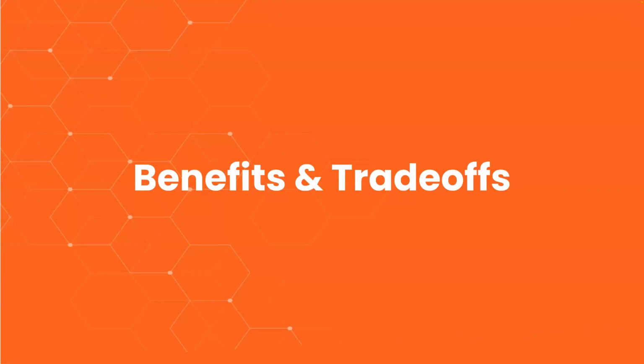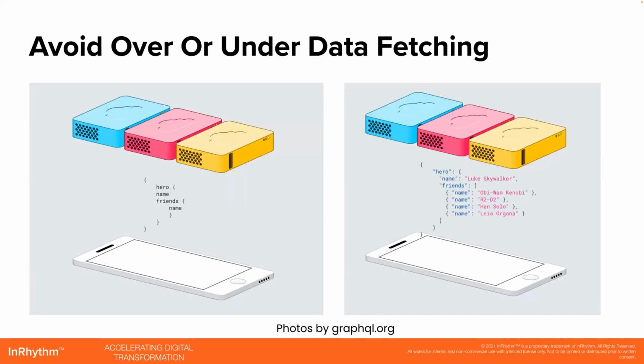So benefits and trade-offs. We mentioned it, but this is another way of saying it. Avoid over or under data fetching. On the left-hand side, you can see what our query would look like. We want to get a hero name, his friends, and the names of those friends. And on the right side, we see that we get that data in the same format back in JSON.